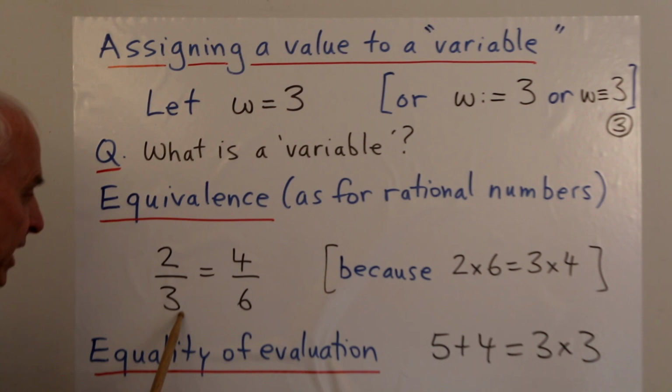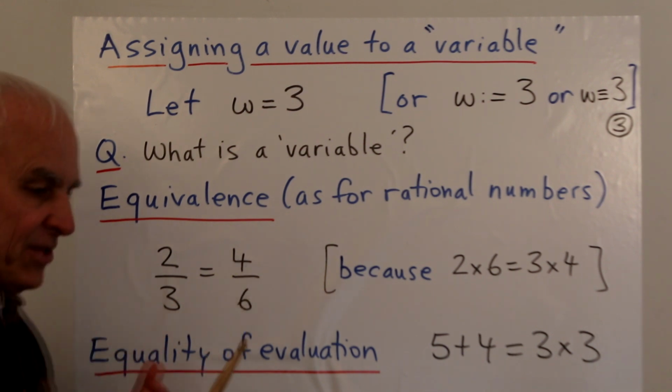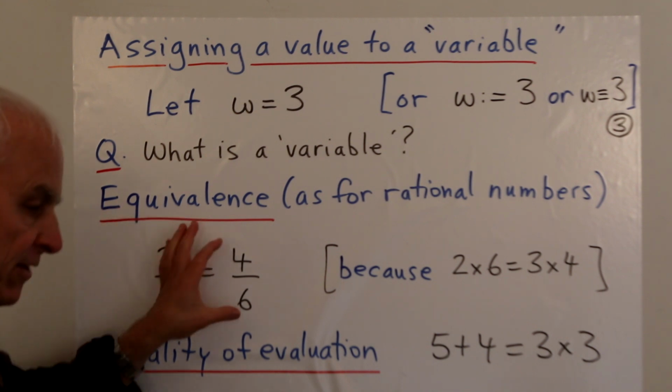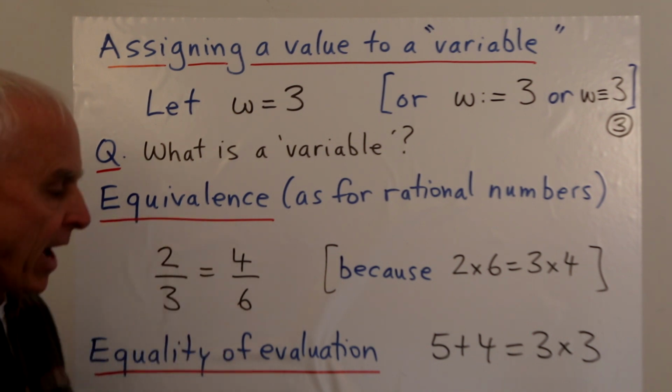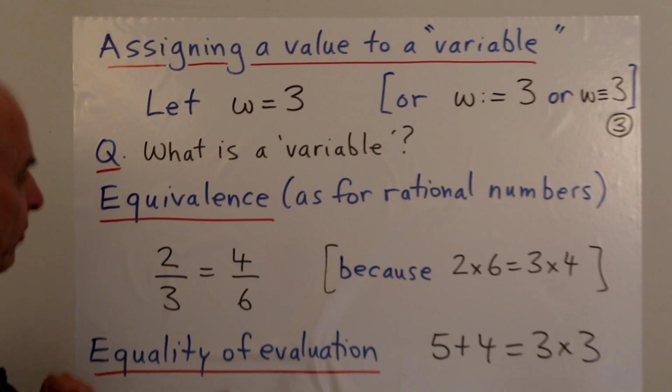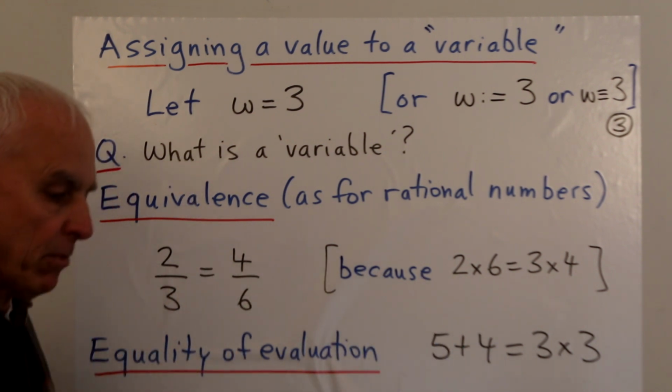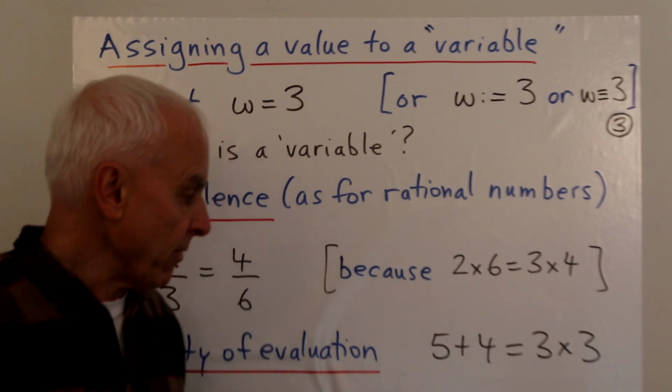So 2 over 3 equals 4 over 6. We see that these are the same as rational numbers, even though visibly they're different expressions. And the rule that says that they're the same is, well, that 2 times 6 equals 3 times 4. Okay, that's the way we establish equivalence of rational numbers.